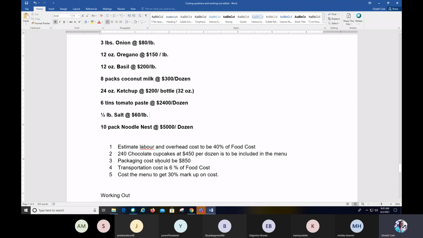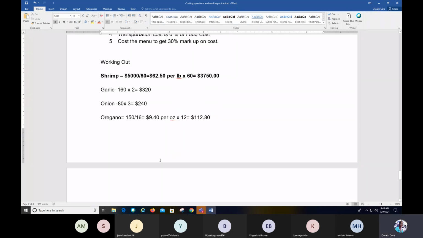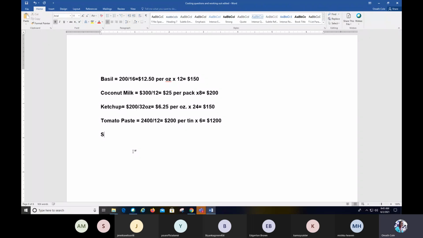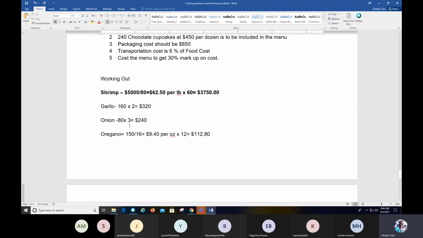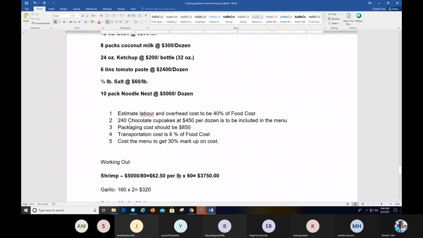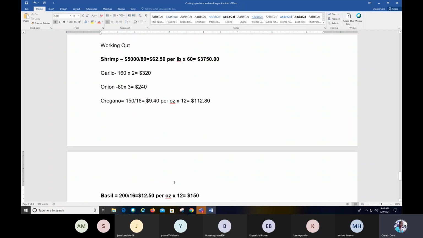Come on, the salt should be the easiest one. From 60, somebody, divided what? By a half. You can't divide by the half. Or 60 times 0.5. Yes, it must be 60 times 0.5. You must multiply it. It's the same process, you know. You can't change the process.